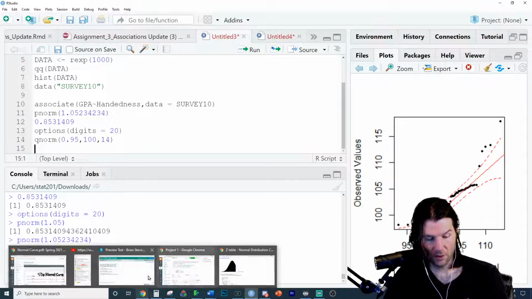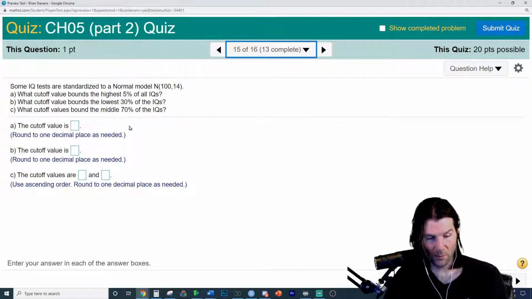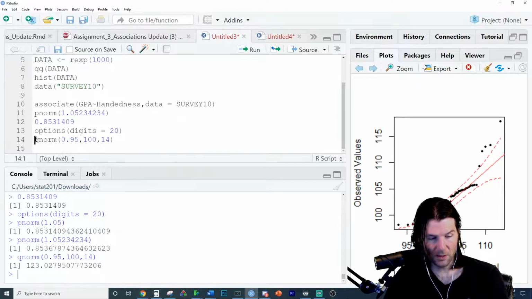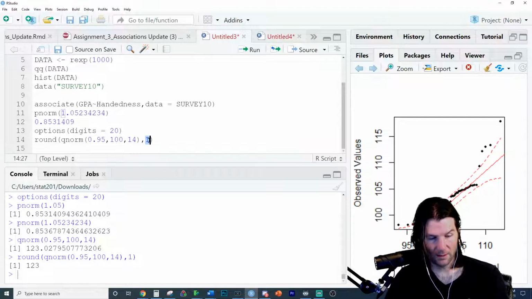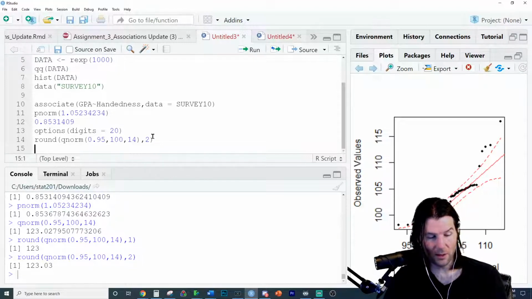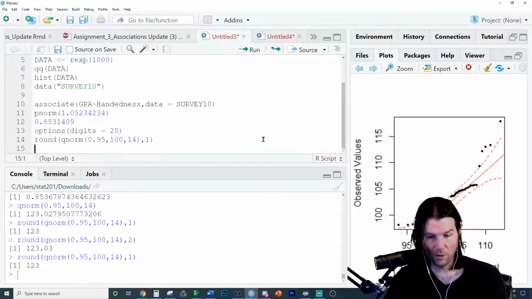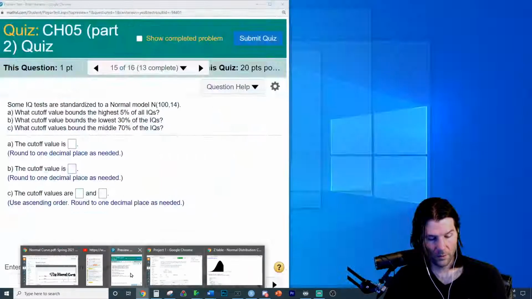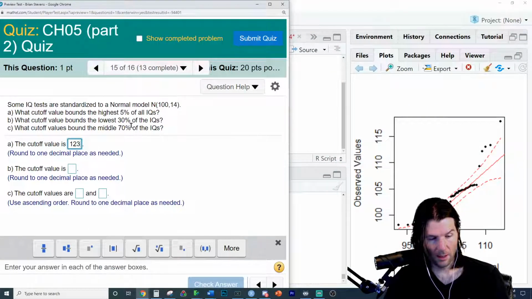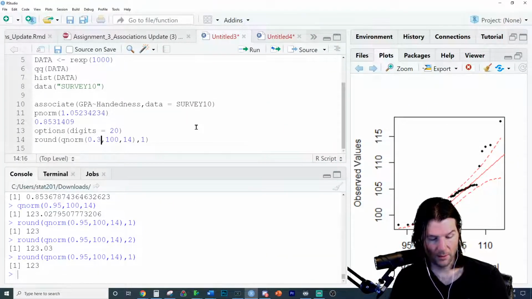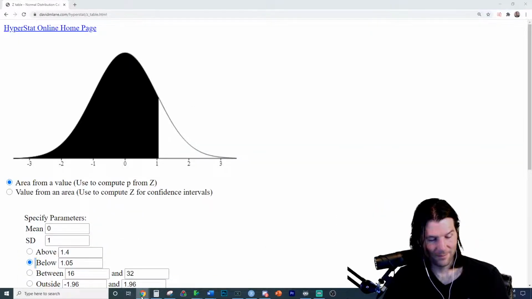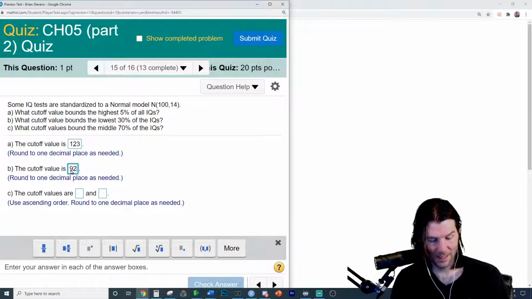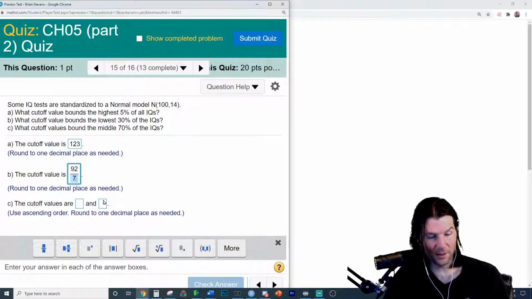Let me double check the question. 114, top 5%, round to 1 decimal. Then let's put this inside a round, to 1 decimal. That rounds to that. Oh, that was rounded to 1 decimal. So 123. And the lowest 30%. Just change this right here. 92 points. You're crazy, R. 92.7.